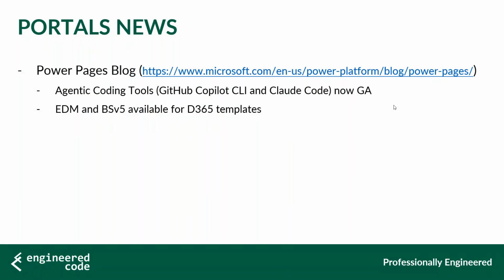The two new posts that have come up since we last had a community call: first was the general availability of the agentic coding tools. That's the GitHub Copilot CLI and the Claude Code. Lots of cool tools in there if you're into that sort of thing. Those are now generally available out of preview. Item number 2 is the availability of the D365 templates in the enhanced data model and Bootstrap version 5. When we talk about the D365 templates, we're talking about customer self-service, employee self-service, partner portal, and community portal.